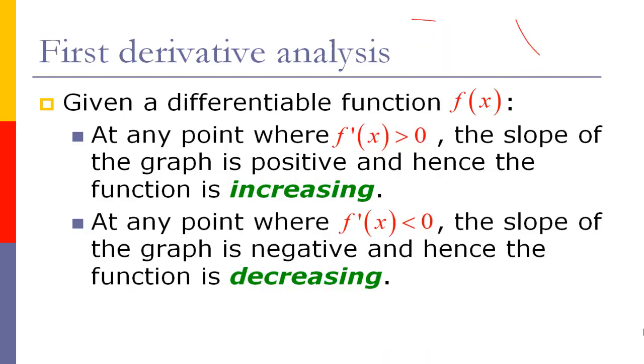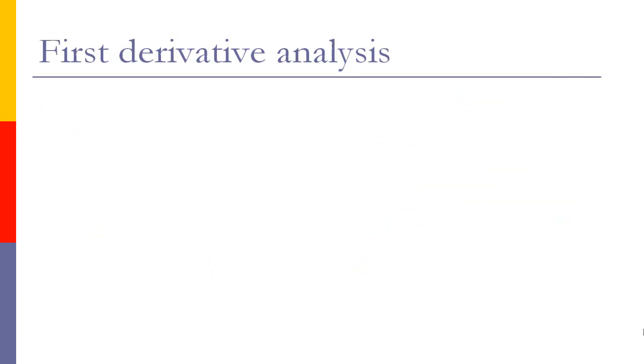Similarly, if we have any points where the first derivative is negative, that means that the slope is negative, and therefore the function is going to be decreasing. Okay? So that takes care of the situation where the derivative is positive and where it is negative. Now let's look at some more details about this particular concept.